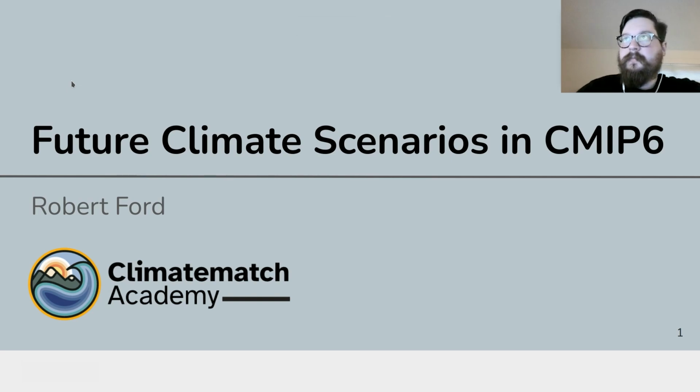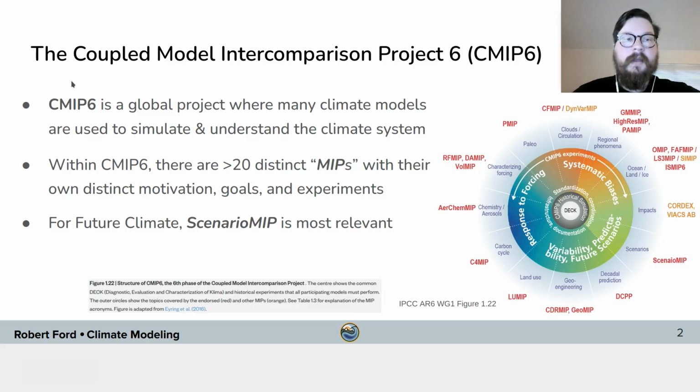In this tutorial, we will be looking at the future climate scenarios used in the latest generation of climate models, which contributed to the most recent IPCC report through CMIP-6. To understand these scenarios, we first need to talk about CMIP-6, which is the Climate Model Intercomparison Project, Phase 6. This is a global project where many climate models are used to simulate and understand the climate system.